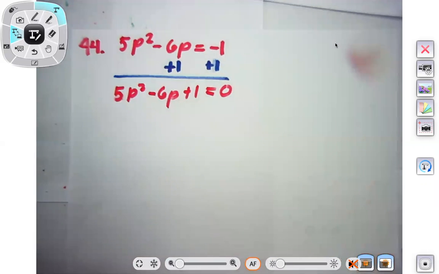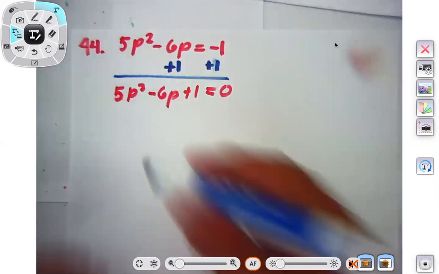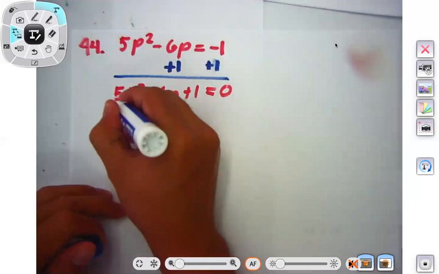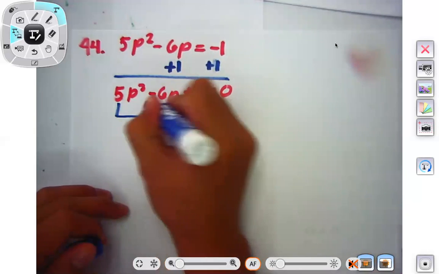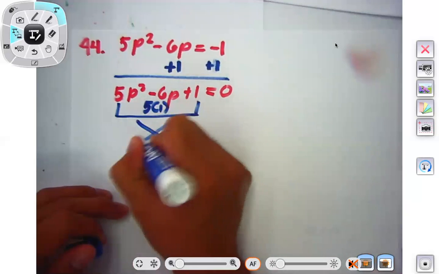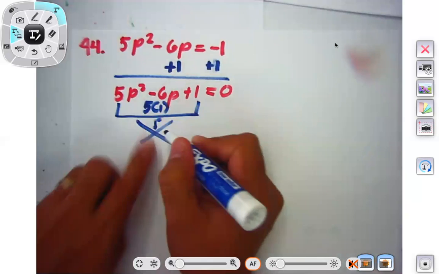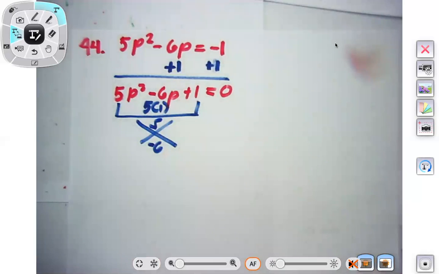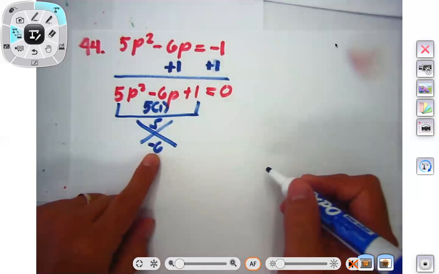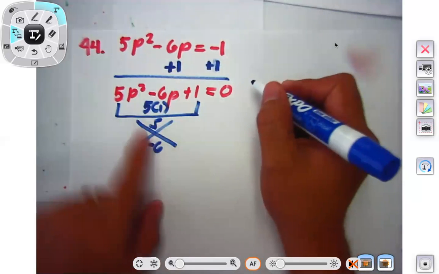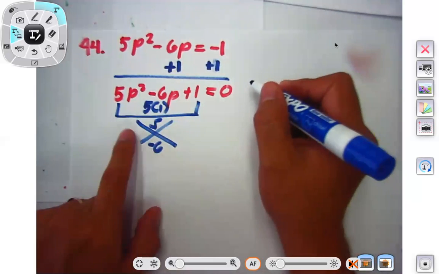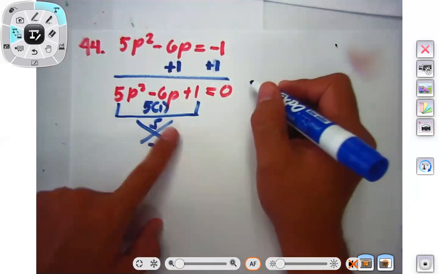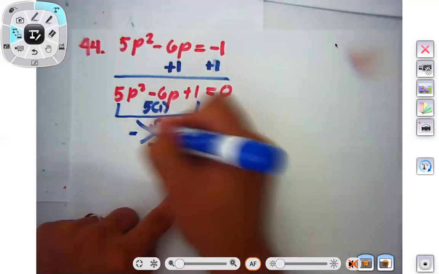And now we multiply your A and C, which is 5 times 1. 5 times 1 is 5. And our sum is negative 6. So what are these factors? What would be your signs to get a negative 6? Your product is positive, but your sum is negative. So what are your signs now? You've been doing this a lot of times. So what should be your signs? Negative, negative.